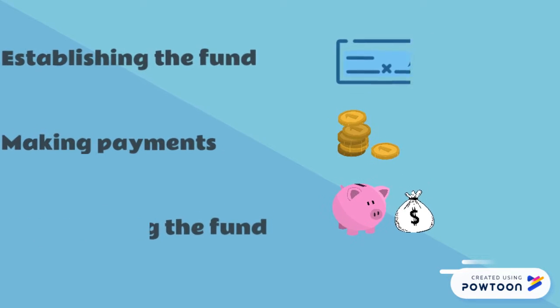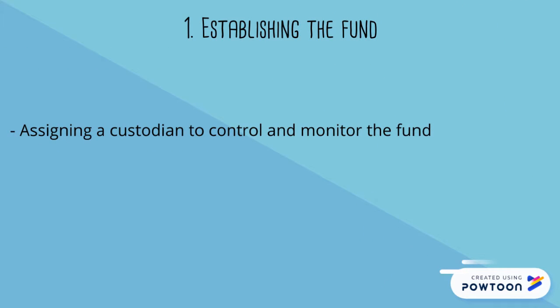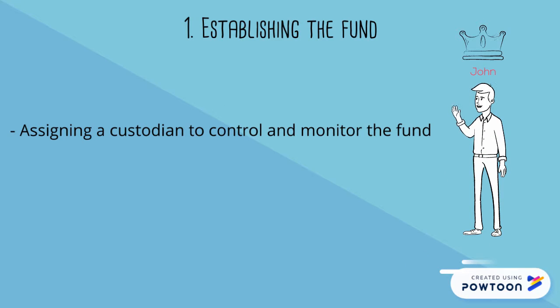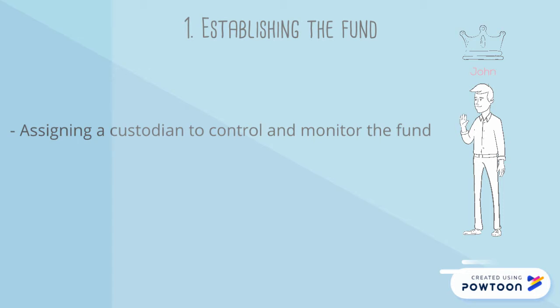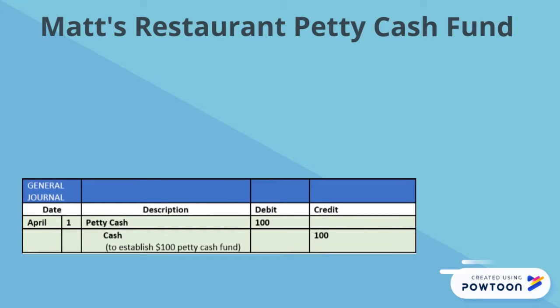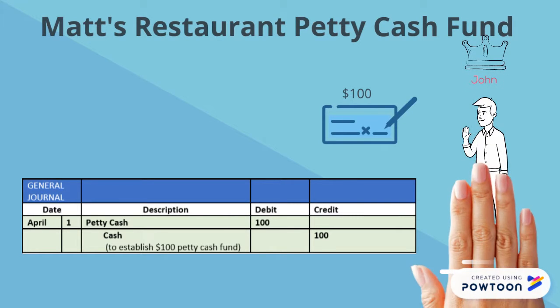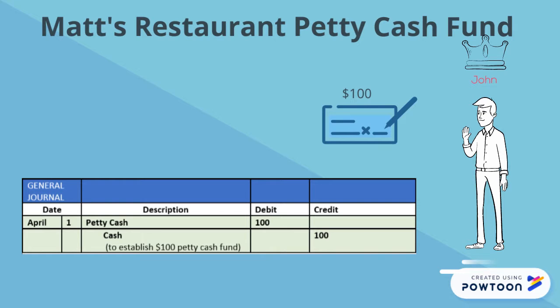The first step involves assigning a custodian to control and monitor the fund. Let's call him John. John will control any cash that leaves or enters the petty cash fund. Petty cash requires a journal entry to be made recording its value. For example, if Matt's restaurant cashed in a check of $100 and gave it to John, the assigned custodian, petty cash will be recorded as a debit and cash as a credit.